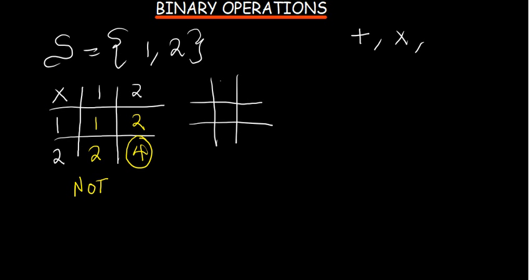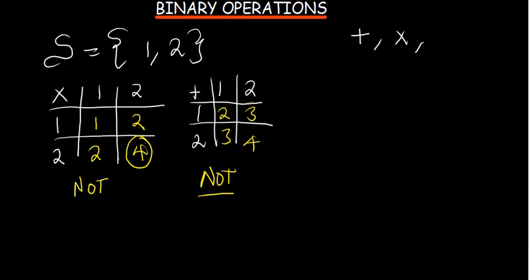We have got 1, we've got 2, again 1 and 2. Now we are adding. 1 plus 1, this is a 2. 1 plus 2, that's a 3. 1 plus 2, that's a 3. 2 plus 2, that's a 4. Again, we have got 3 and 4, they are not part of this set. So this is not a binary operation again.